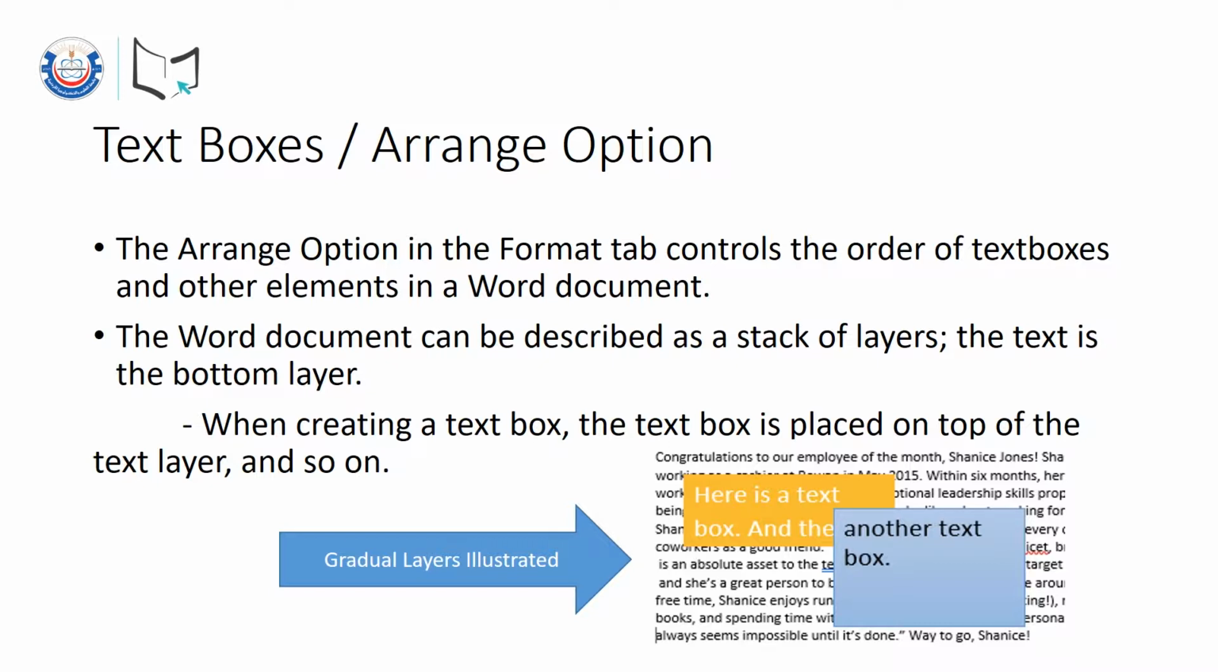To make it clearer, let's think of a Word document as a stack of layers. The main document, where the main text is, is the bottom layer. When you create a text box, it is on top of the rest of the document. Adding another text box puts the new text box on top of the first one. The illustration here shows how we can think of the gradual layers of a Word document when we have text and two other text boxes, and how they are arranged as a stack of layers.